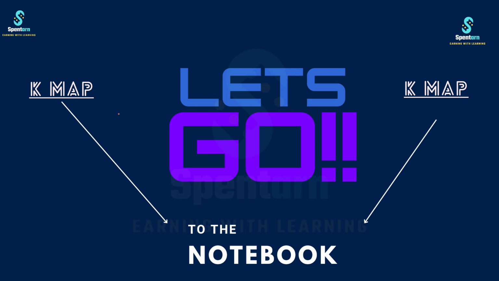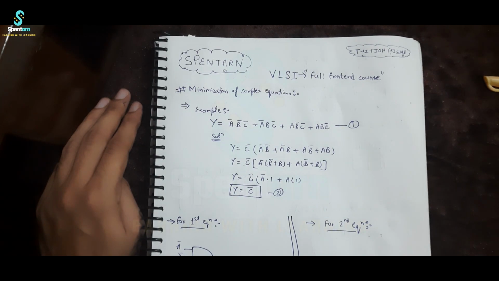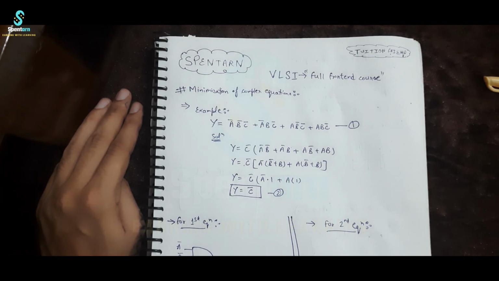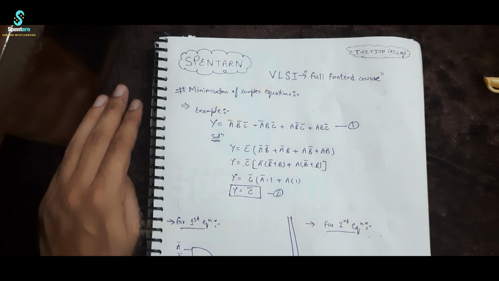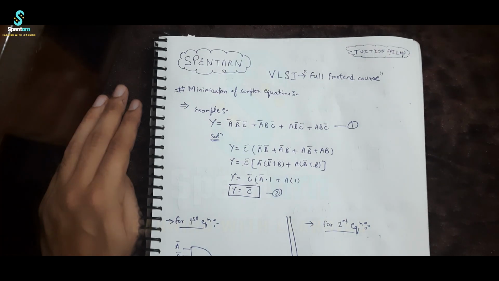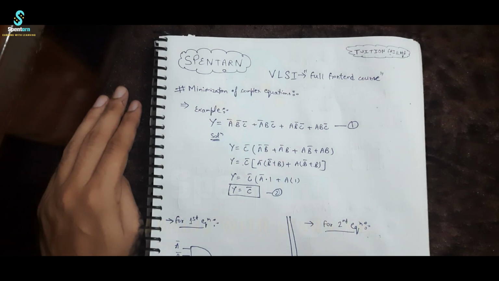So let's go. So hey everyone, we have already discussed what SOP and POS form are and how we can denote the SOP and POS. Now we are moving ahead with some numericals, and we are going to understand some K-map techniques here in our notebook. So again, I want to welcome you to the Spentarn learning platform, and here we are discussing the things on the notebook. Why I'm discussing these things on the notebook, because it becomes so easy for you to understand the concepts.